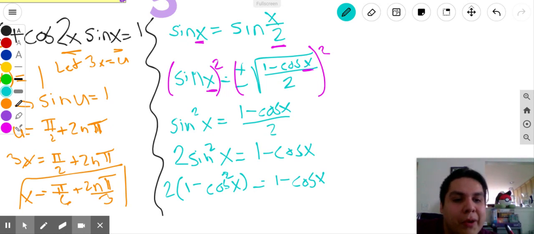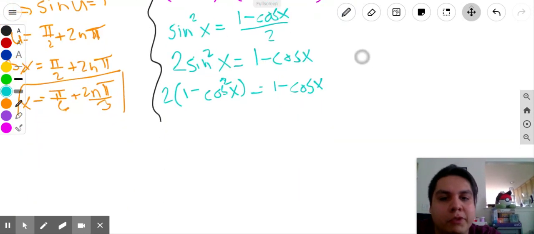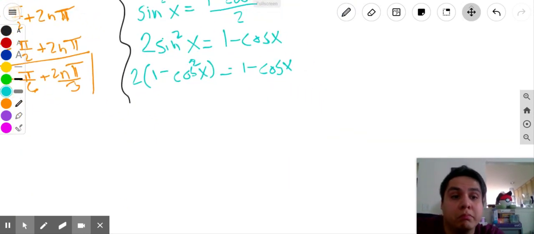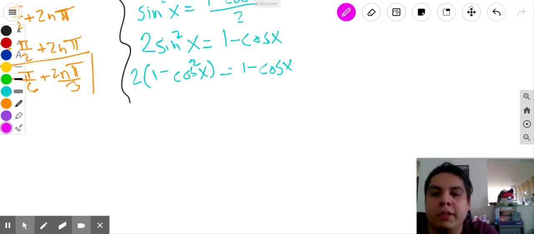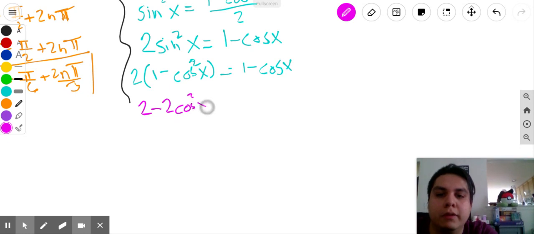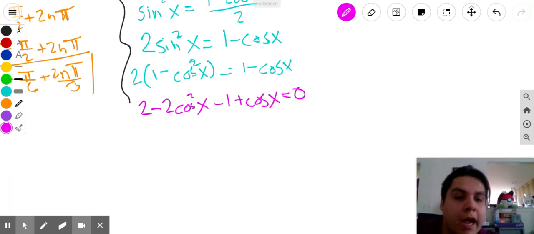There's a big brain way to do this, and then there's I'm not gonna overthink this and just do what I know. I'll show you big brain later, after I do it the regular way. So this turns into 2 minus 2 cosine squared of x minus 1 plus cosine of x equals 0. I distributed the 2 on the left side, and I moved everything from the right side over to the left side, so I get it to equal 0.